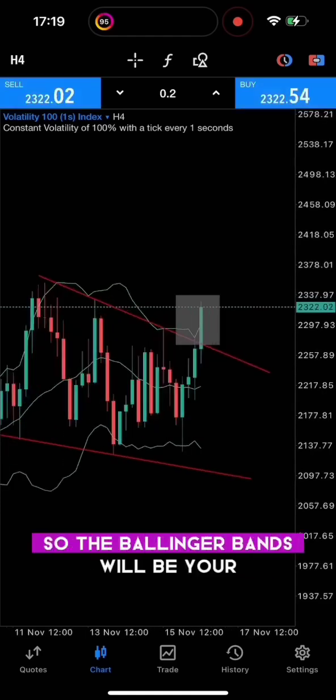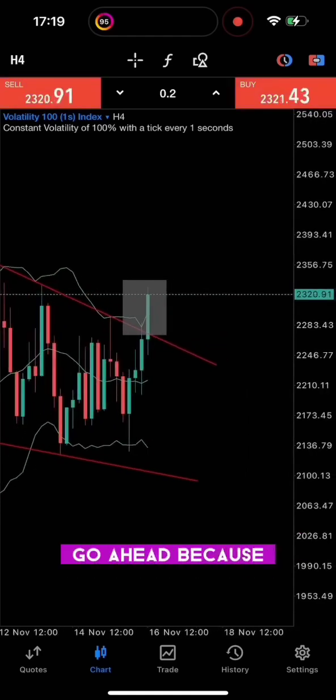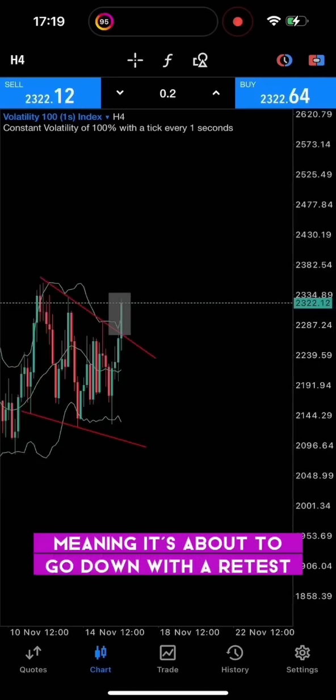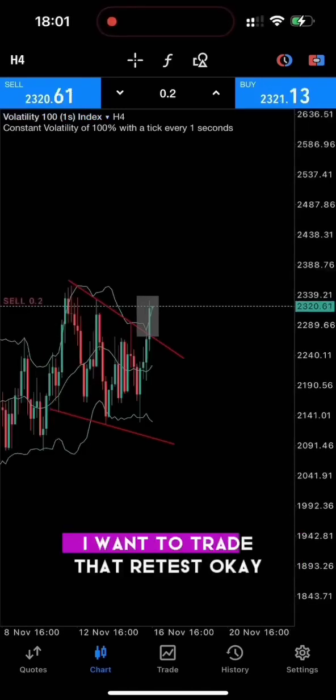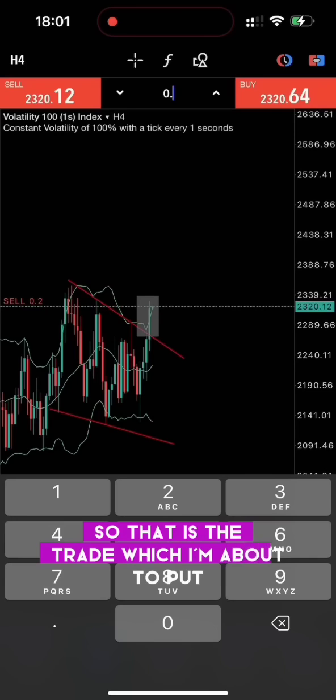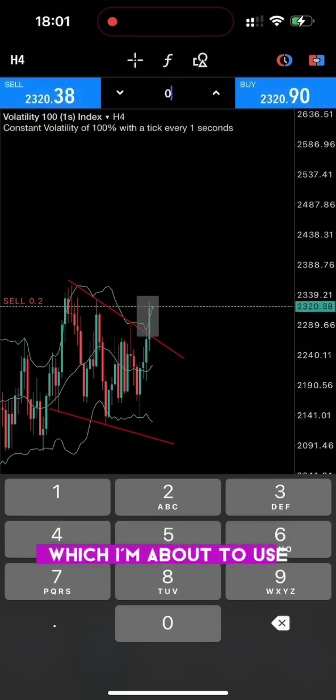So the Bollinger Bands will be your go ahead because it has touched the top Bollinger Band, meaning it's about to go down with a retest. So as for me, I want to trade that retest, okay, that pullback. So that is the trade which I'm about to use.